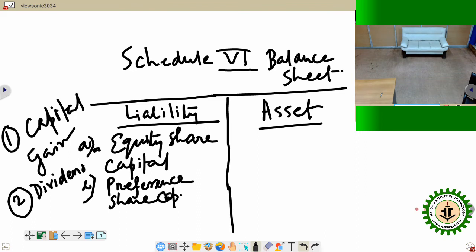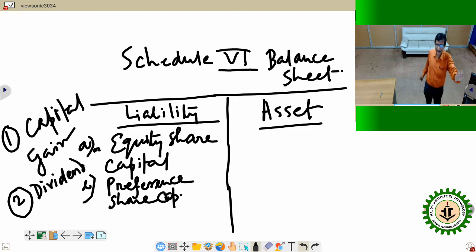The question is why investors will invest in various forms of capital if they don't get a return, because any investment fetches a return. If you keep your money in the bank, you will get interest for that. So why will you invest here? These two are the basic reasons: capital gain and dividend. Now the question is, what is capital gain? What is dividend?